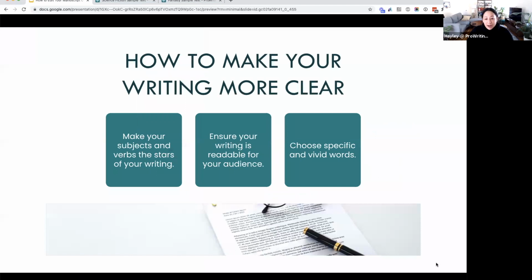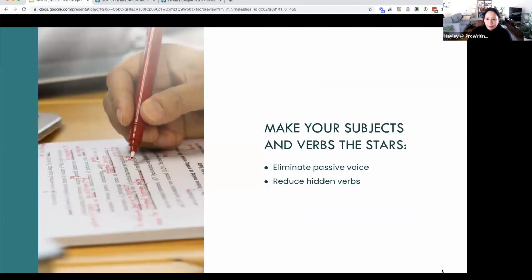So there's three ways to do this, and we're going to focus on three specific ways today. The first is to make your subjects and verbs the stars of your writing. The second is to ensure your writing is readable for your audience. And the third is to choose specific and vivid words. This is all with the goal of making our writing more clear, so that our readers understand what we're trying to say. For each of these, we're going to talk a little more in depth about the ideas and then also how ProWritingAid specifically can help with that. So the first idea was to make our subjects and verbs the stars of our sentences.